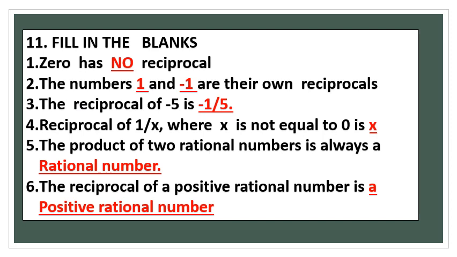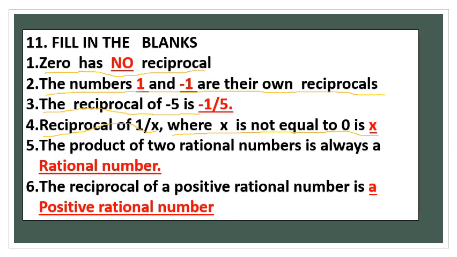The next main is fill in the blanks. Children, the first fill in the blank is 0 has dash reciprocal. That means 0 has no reciprocal. The numbers 1 and minus 1 are their own reciprocals. Then the reciprocal of minus 5 is minus 1 by 5. The fourth one is the reciprocal of 1 by x, where x is not equal to 0, is x itself. Children, here 'is not equal to' is written as a symbol in your textbook. You can follow that one itself.